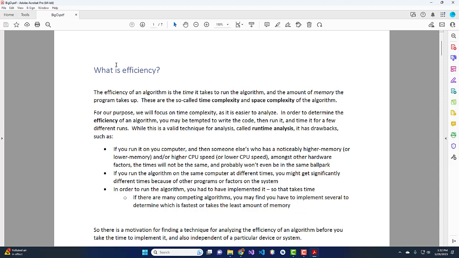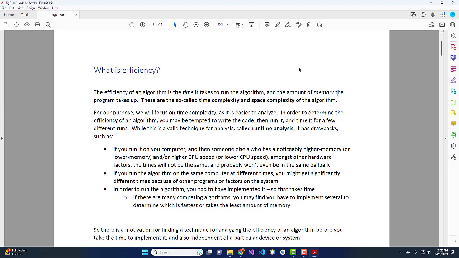So first things first, the question is, what is efficiency? The efficiency of an algorithm is the time that it takes to run the algorithm and the amount of memory that the algorithm causes the program to take up. So these are our two major measures of efficiency: time and the amount of memory. Specifically, we're talking about random access memory, or RAM.